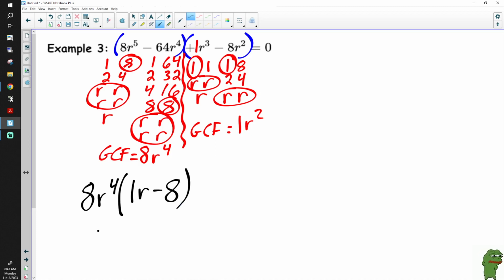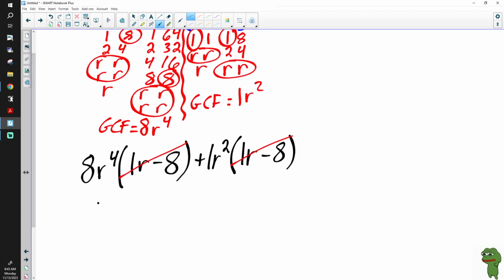My next GCF was positive 1r squared, so plus 1r squared. And I am now going to divide everything by 1 and take 2 r's away. So I'm left with just 1r for the first term and just minus 8 for the second. My groups are exactly the same. I have a 1r minus 8, a 1r minus 8, so we're going to factor it out and put it out front.